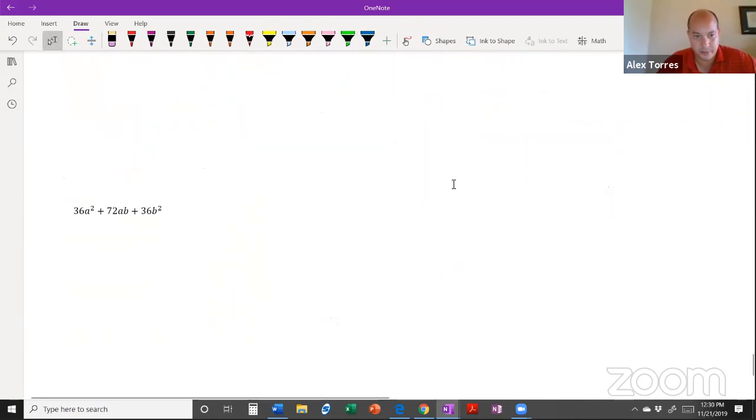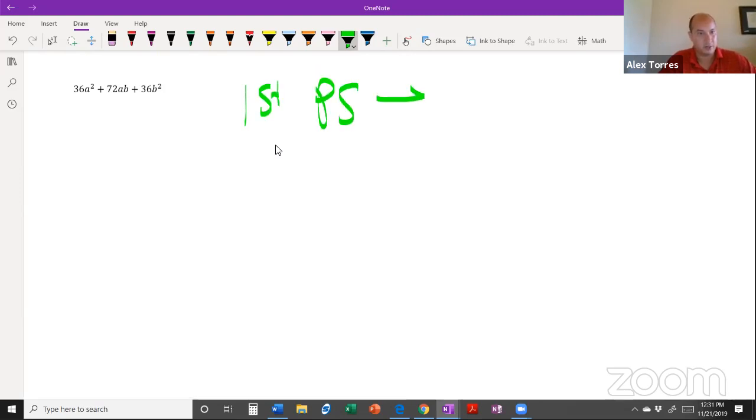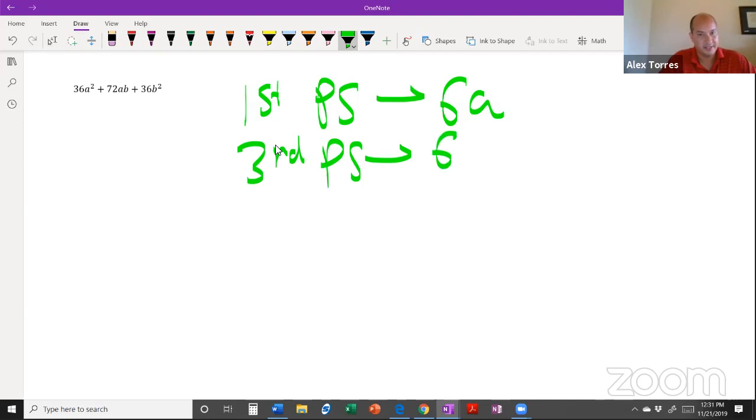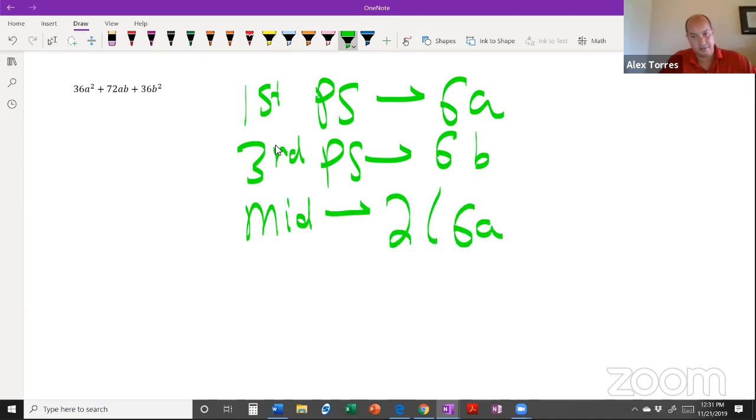So let's go through one more of those. Right here, we've got 36a squared plus 72ab plus 36b squared. Okay, so is the first term a perfect square? Yes, it is, because the square root of 36a squared is 6a. Is the third term a perfect square? Yes, it is, because the square root of 36b squared is 6b. Now, the middle term, according to this perfect square test that we're learning right now, has to be equal to 2 times each of those things we just found.